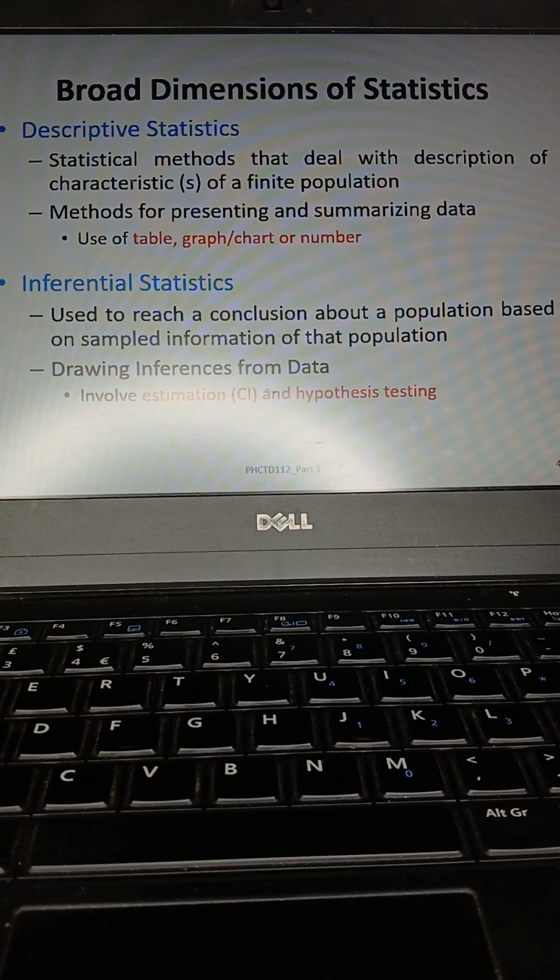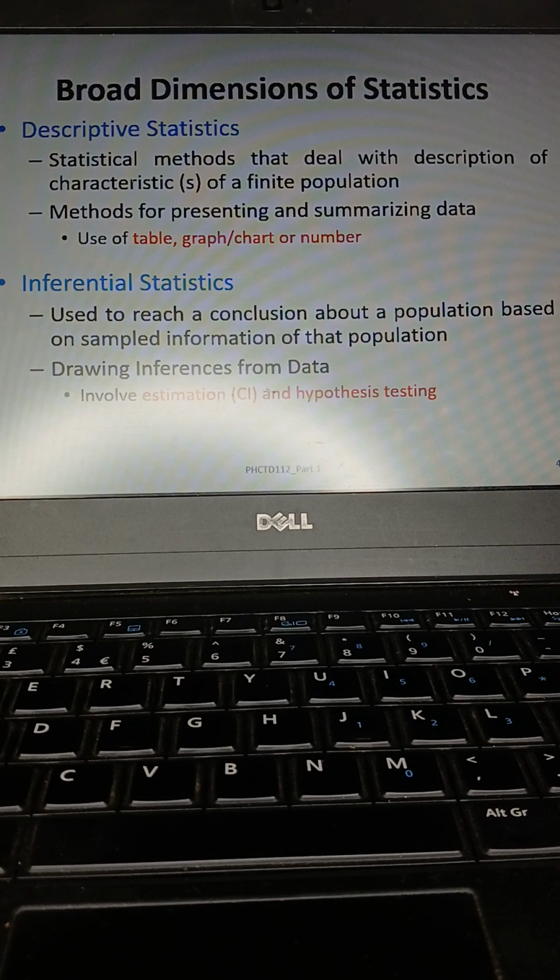And the second broad dimension of statistics is inferential statistics. Inferential statistics is used to reach a conclusion about a population based on sampled information of that population. It's just drawing inferences from data. So that means inferential statistics help us to draw conclusions about a population from sampled information of that population.